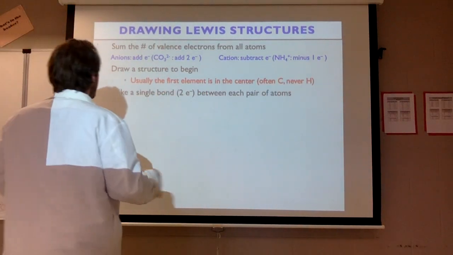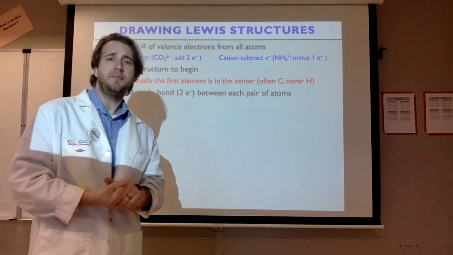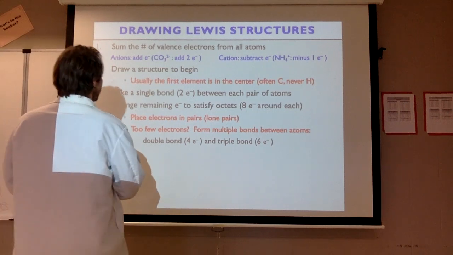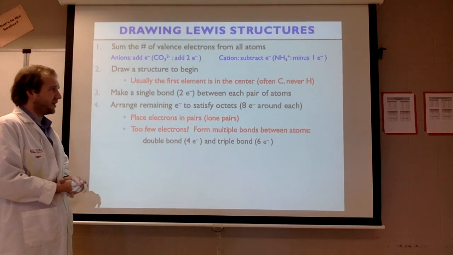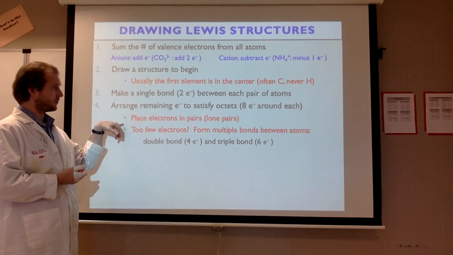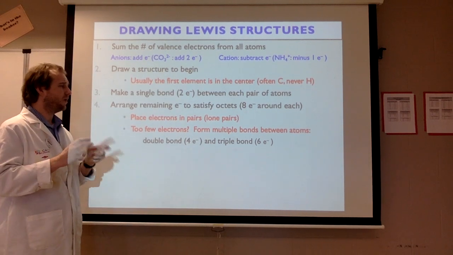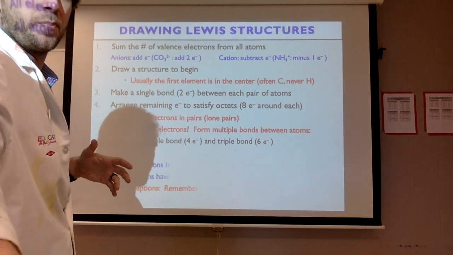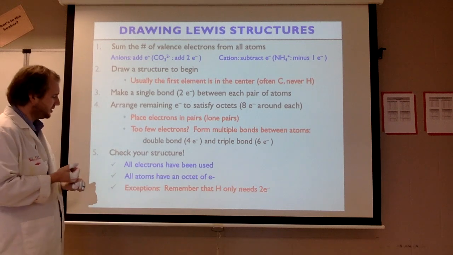Once you've got your central atom, you make a single bond between it and all of the rest of your atoms. Remember that each single bond consists of 2 bonding electrons. Then you arrange the rest of your electrons to satisfy your octet. You fill everybody up so everybody's got 8, starting with your outer atoms. If you run out of electrons, that's when you form your double or triple bonds, a little extra sharing. From here, we go back and check: have we used all of the valence electrons available to us?